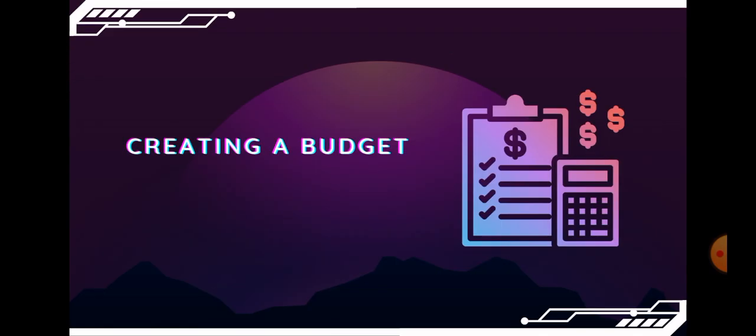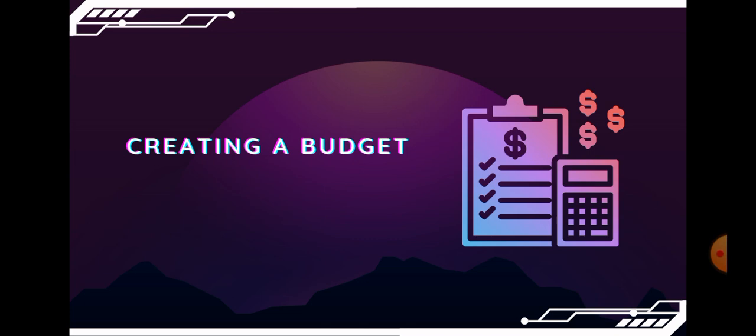Okay, let's quickly look at creating a budget. Creating a budget is very important. It's an essential step in financial planning for your sewing business. A budget allows you to plan for expenses and revenue. It allows you to identify areas where you can cut costs and set goals for growth. So to create a budget, start by setting income and expense categories.